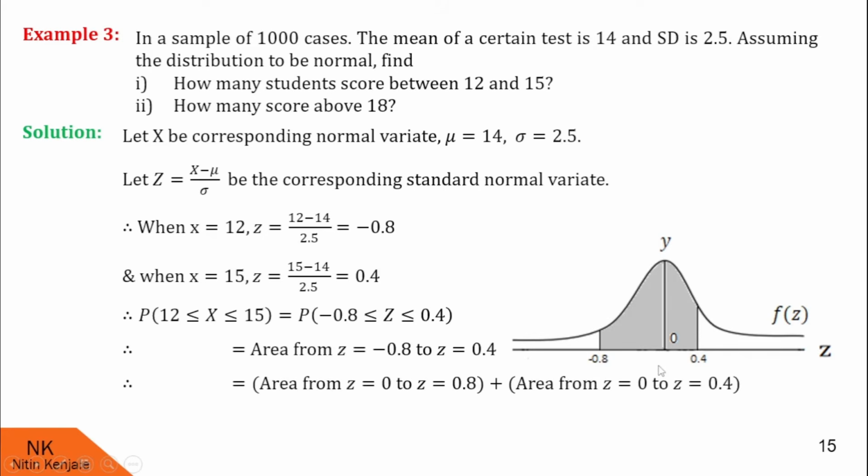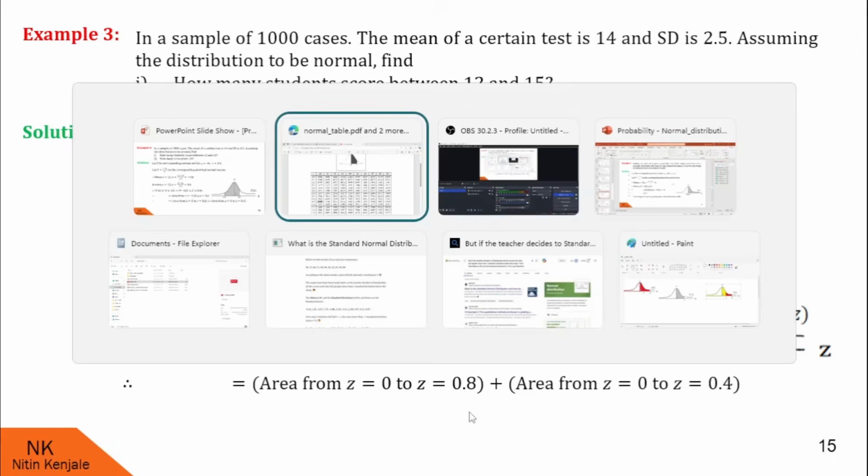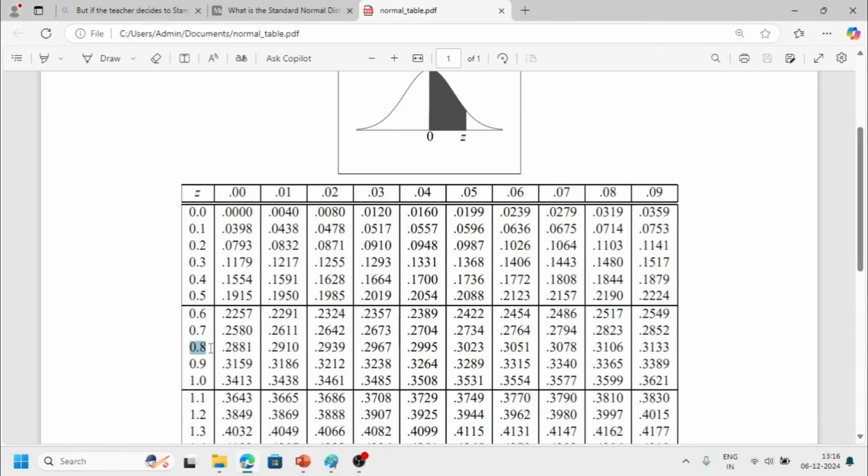This area is the same as the area from z equal to 0 to 0.8 and the area from z equal to 0 to 0.4. Now let us use the standard normal distribution table to find this area. First we find the area from z equal to 0 to 0.8. So look for z equal to 0.8 in the first column. Here is 0.8. So 0.80 is 0.2881.